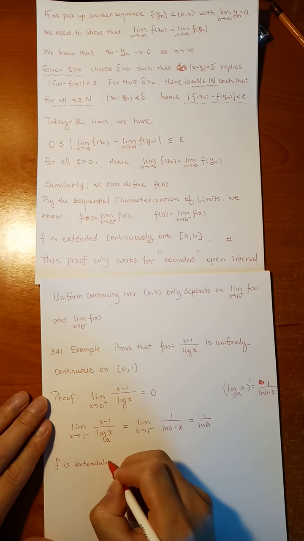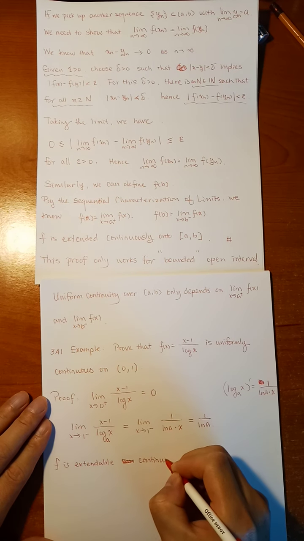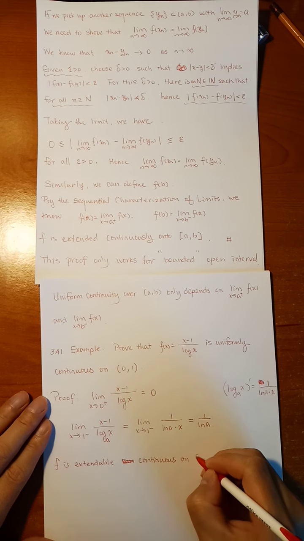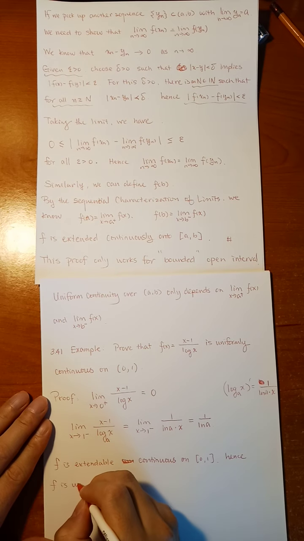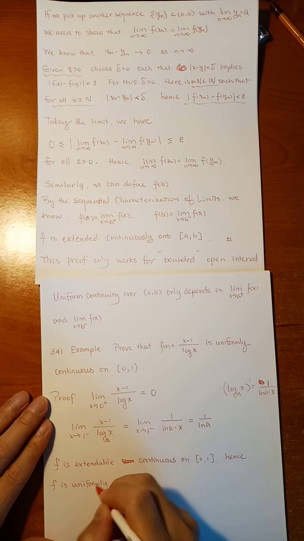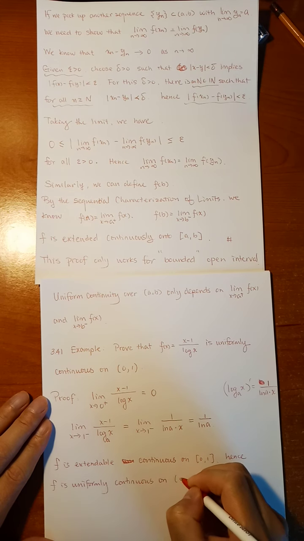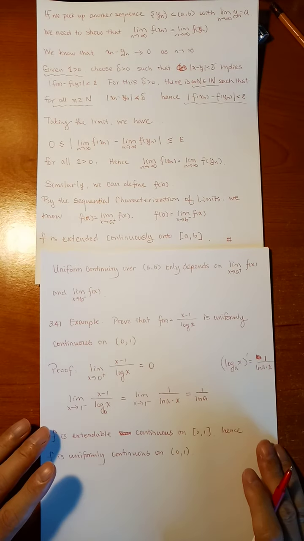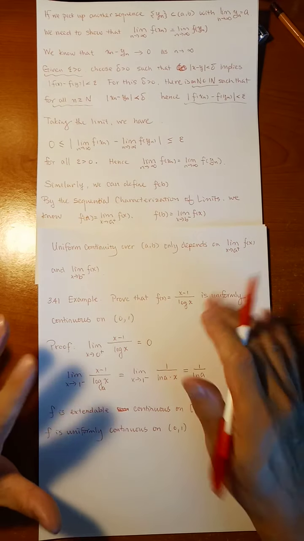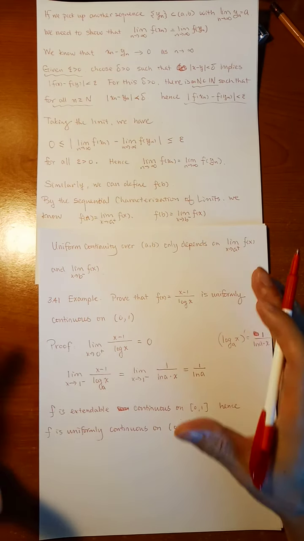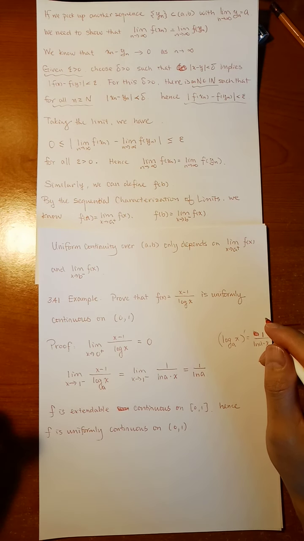So after you check those two limits, you can say f is extendable uniformly continuously on [0, 1], hence f is uniformly continuous on the open interval (0, 1). And that's it, right? So again, you will see that the interior part is perfect. There's nothing you need to worry about. The problem comes from the two endpoints.